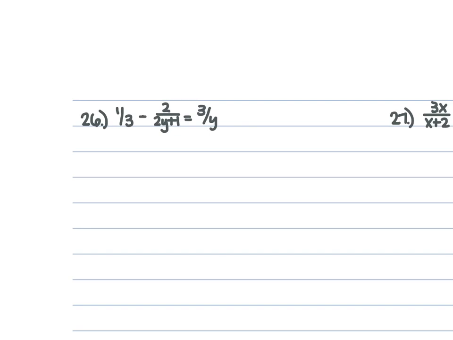For our next example, we have 1/3 minus 2 over 2y plus 1 is equal to 3 over y. So our least common denominator with all of this is the 3, the y, and the 2y plus 1. So we're going to multiply all of this by 6y squared plus 3y.